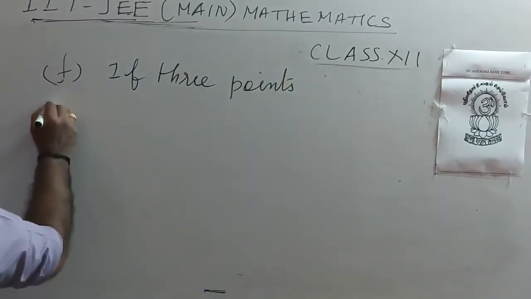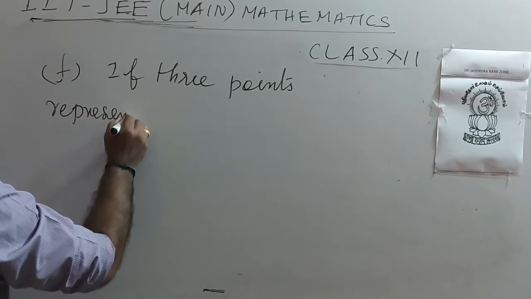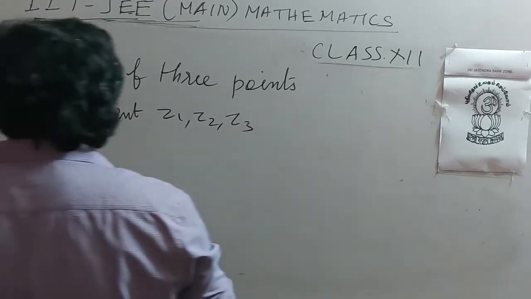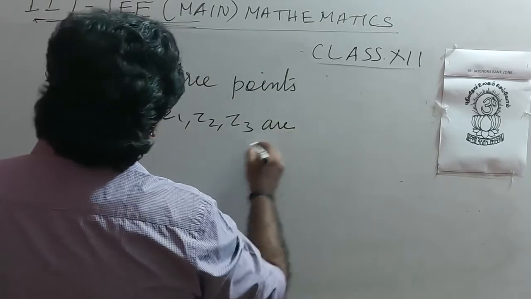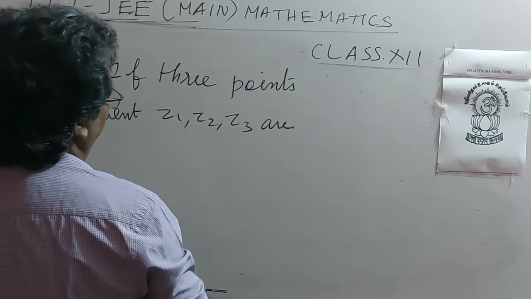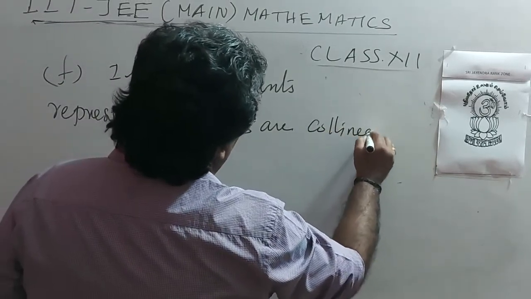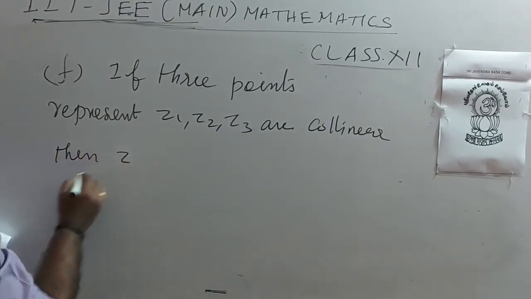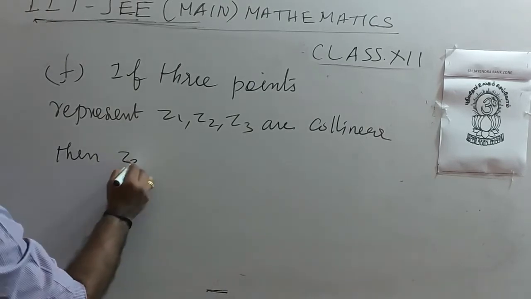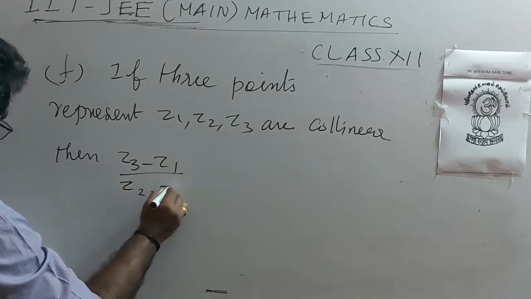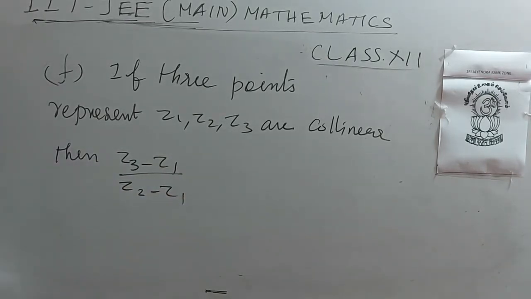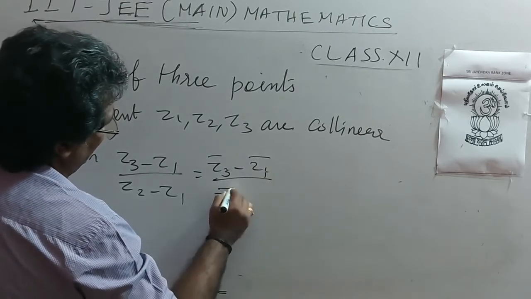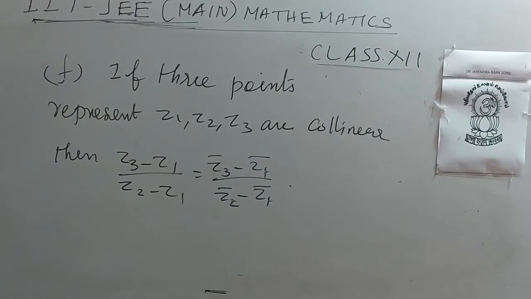If 3 points representing Z1, Z2, Z3 are collinear, then Z3 minus Z1 by Z2 minus Z1 equal to Z3 bar minus Z1 bar divided by Z2 bar minus Z1 bar.